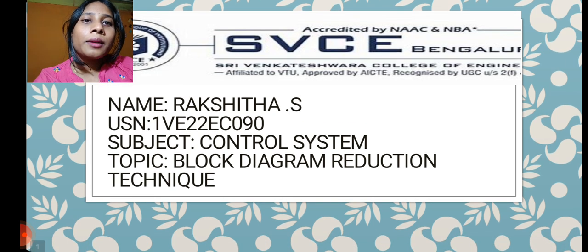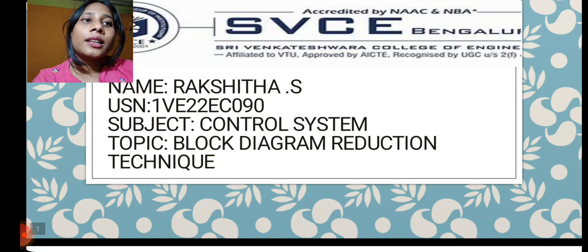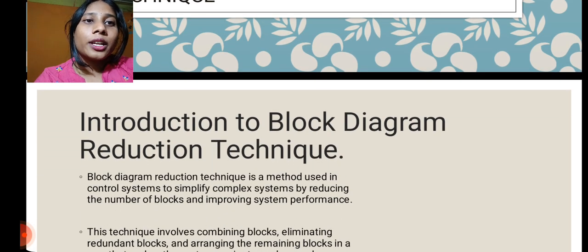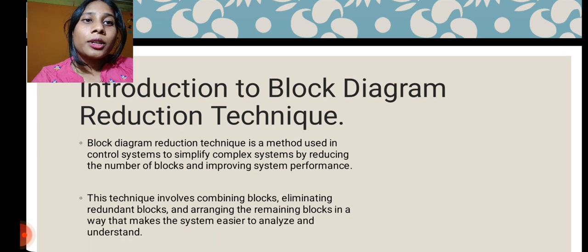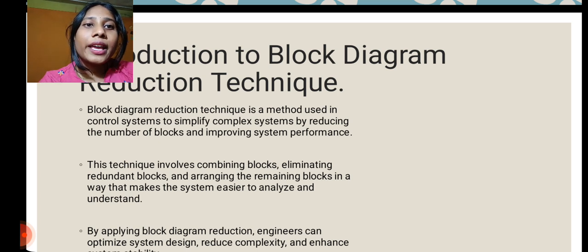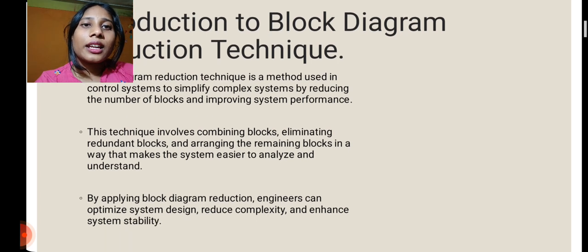Today my topic is block diagram reduction technique. Introduction to block diagram reduction technique. Block diagram reduction technique is a method used in control systems to simplify complex systems by reducing the number of blocks and improving system performance. This technique involves combining blocks, eliminating redundant blocks, and arranging the remaining blocks in a way that makes the system easy to analyze and understand.